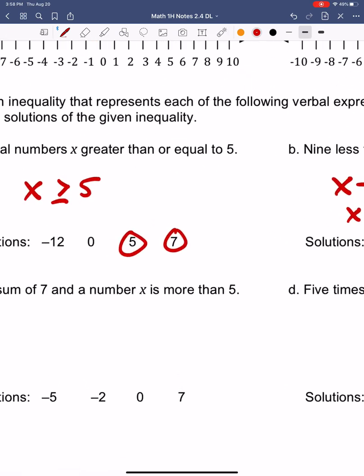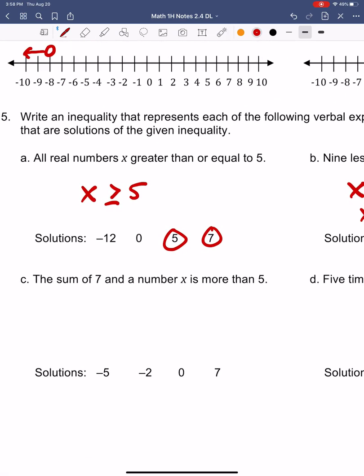Let's keep going to letter C. It says the sum of a number and 7 is more than 5. So we have x plus 7, and more than, so I'm going to say greater than 5. And then from here I can go ahead and subtract 7, so I get x is greater than negative 2. So we want all the numbers that are greater than negative 2. Well, that's going to be positive 7, that's going to be 0, and negative 2 again does not count because we do not have the or equal to bar.